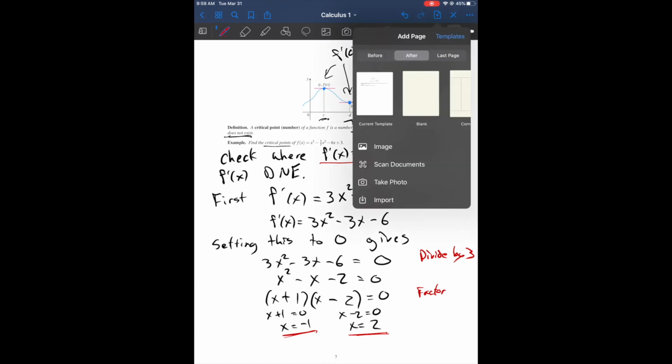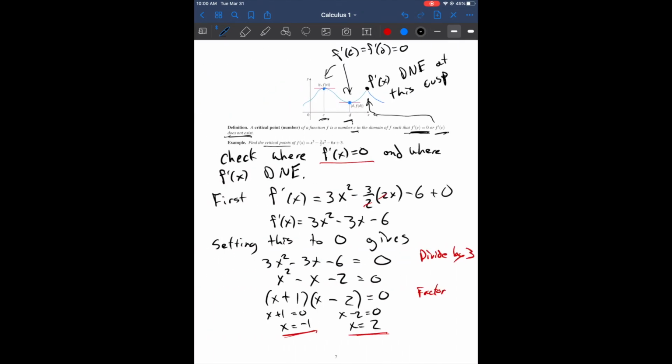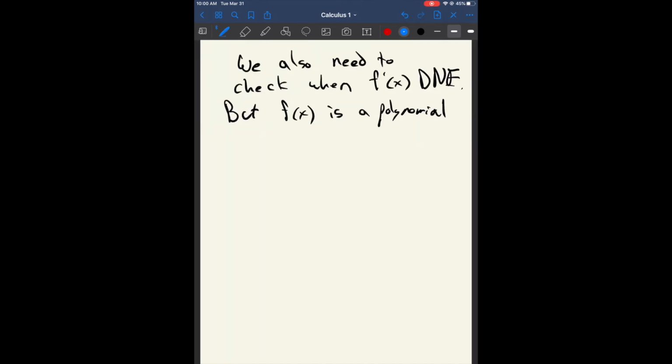Now we also need to check when f prime is undefined. When does it not exist? But f of x is a polynomial. Here's f of x. The derivatives of polynomials always exist. So we don't get any points from the part where the derivative is undefined. So f of x is a polynomial, and so f prime of x always exists.